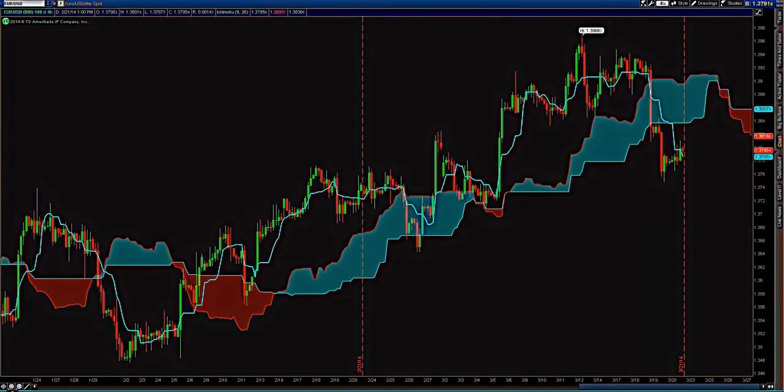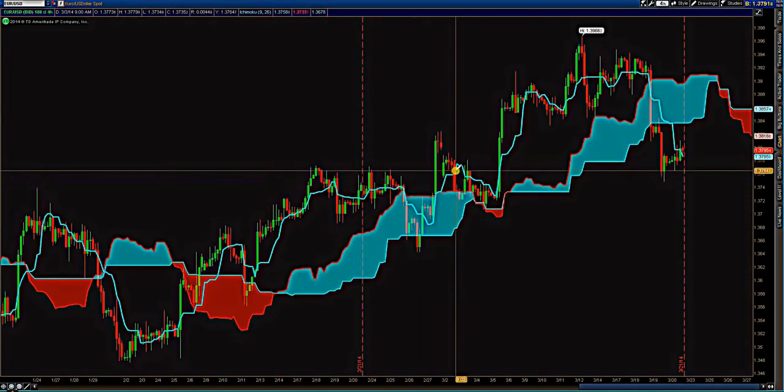Now, the Tenkan-sen is one of the components of the Ichimoku. Basically it represents the short-term movement for price. All right, it indicates the market trend. As you see, you wouldn't use the Tenkan-sen to trade by itself. It's practically like using the 9 moving average.